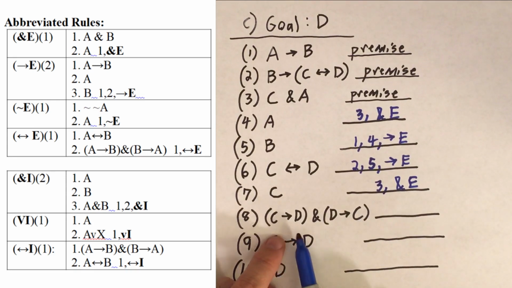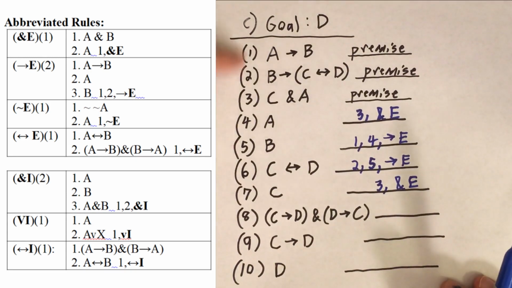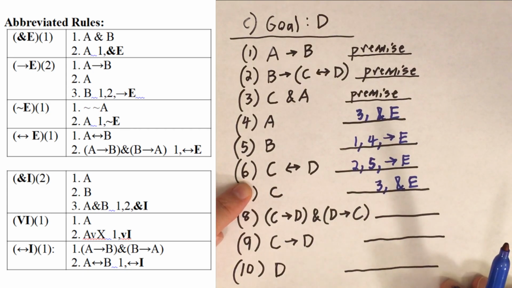In line 8, I have a very complicated sentence. I look at this. Do I have C conditional D somewhere? No, I don't have D conditional C somewhere. So it's not like I took those and made a new and. I didn't do that because I don't have that content anywhere. But look at line 6.